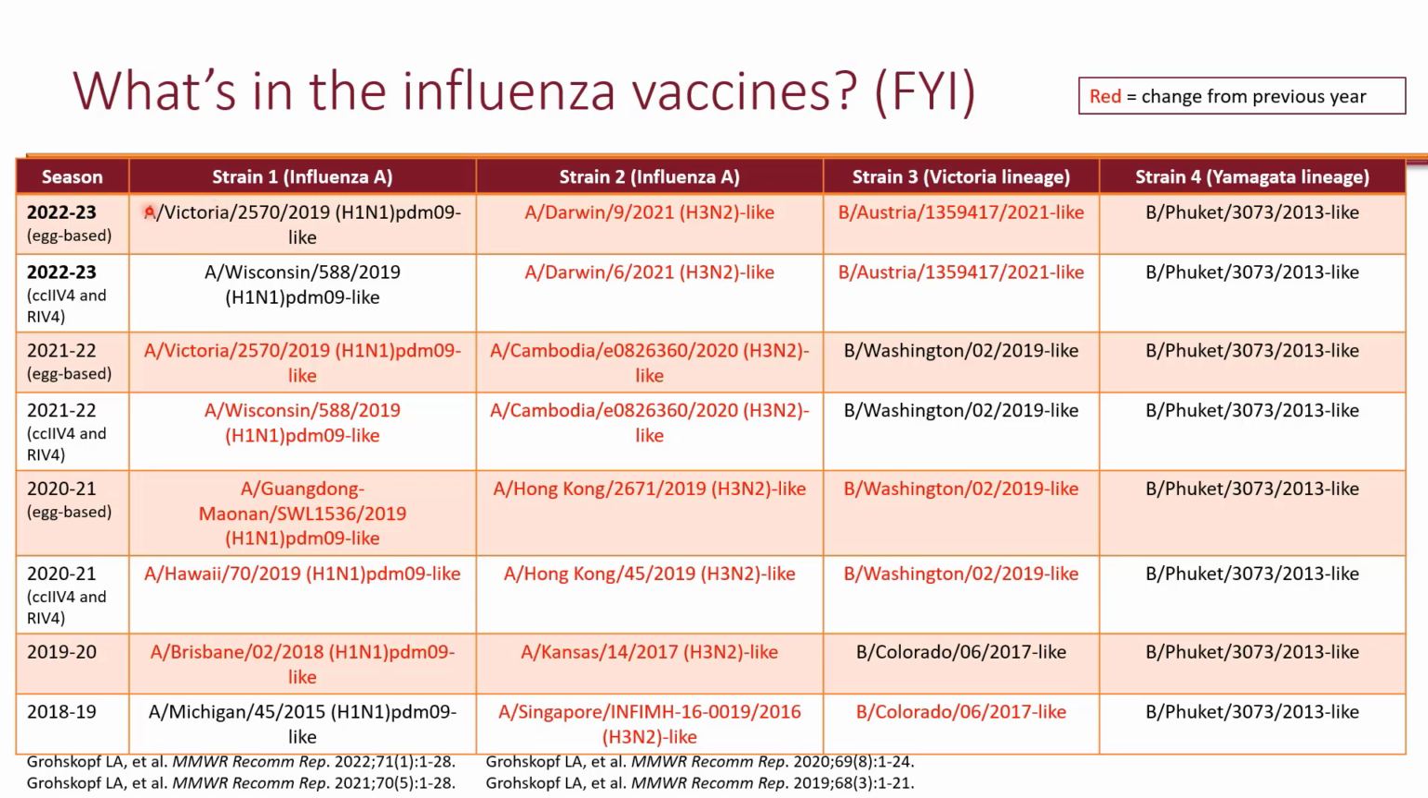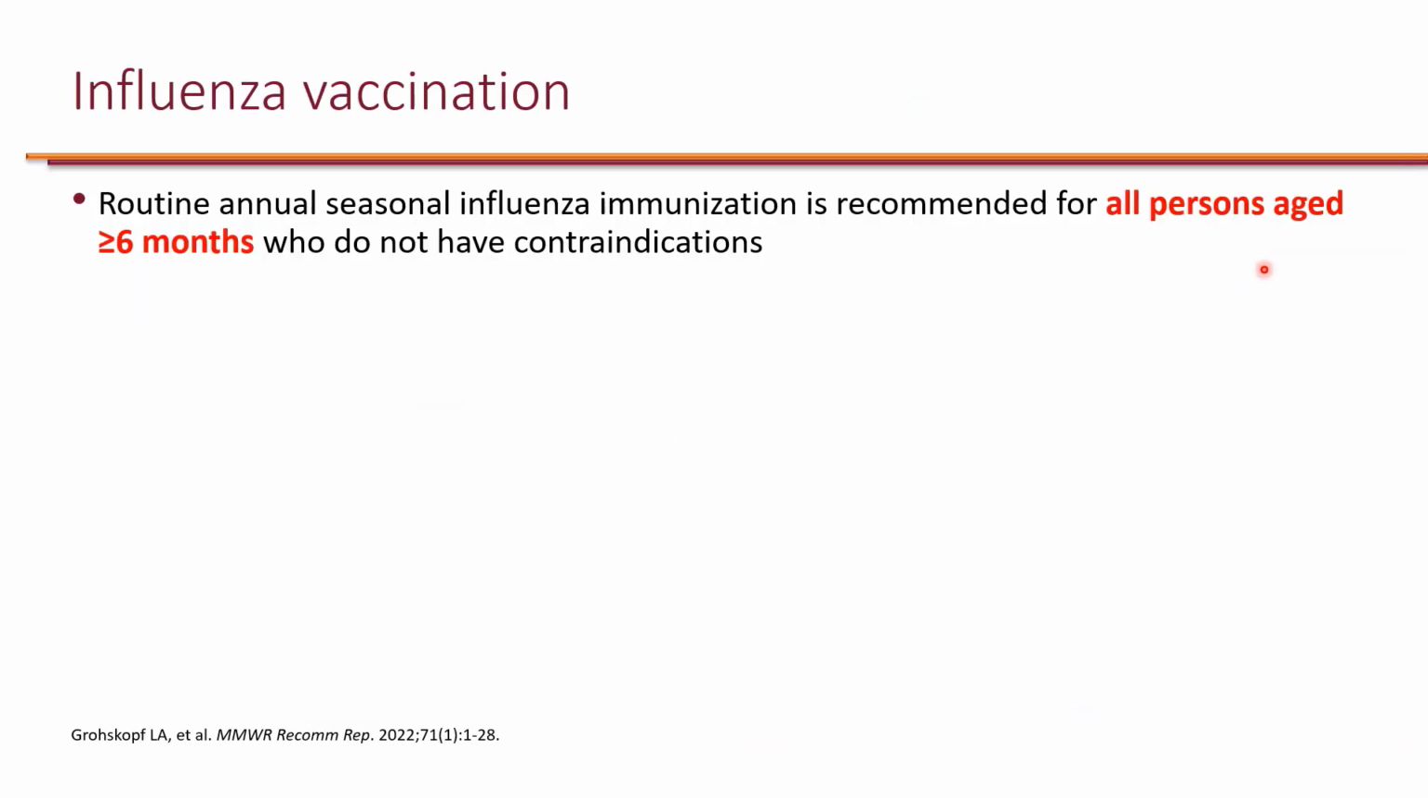For the first strain, there is influenza A, and this H1N1 has not changed since last year. However, for the second strain, that is also influenza A, but for H3N2, the strain is different from last season, so this is new. For influenza B, the Victoria lineage has also changed since last year. The 4th strain remains the same since last year. CDC recommends routine annual seasonal influenza immunization for all persons aged 6 months or older who do not have contraindications.